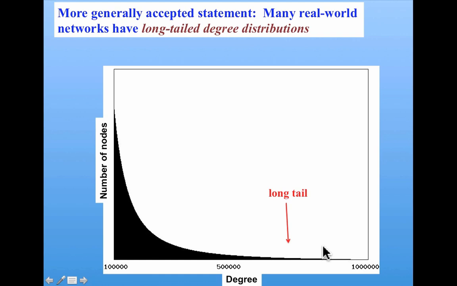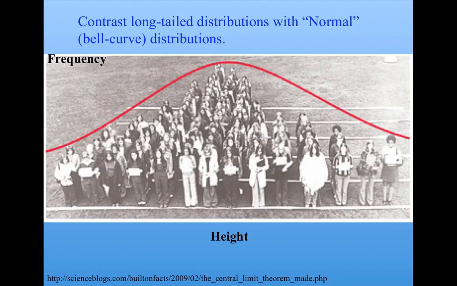And that is very different from what we call bell curve or normal distributions. Here's a picture of a normal distribution of human height. This is a nice example because people are lined up here by their heights, with the shortest people over here and the tallest people over here. And you can see that most people cluster in the middle. There's few people who are very short, a few people who are very tall. Most people are average. This normal distribution does not have a long tail.